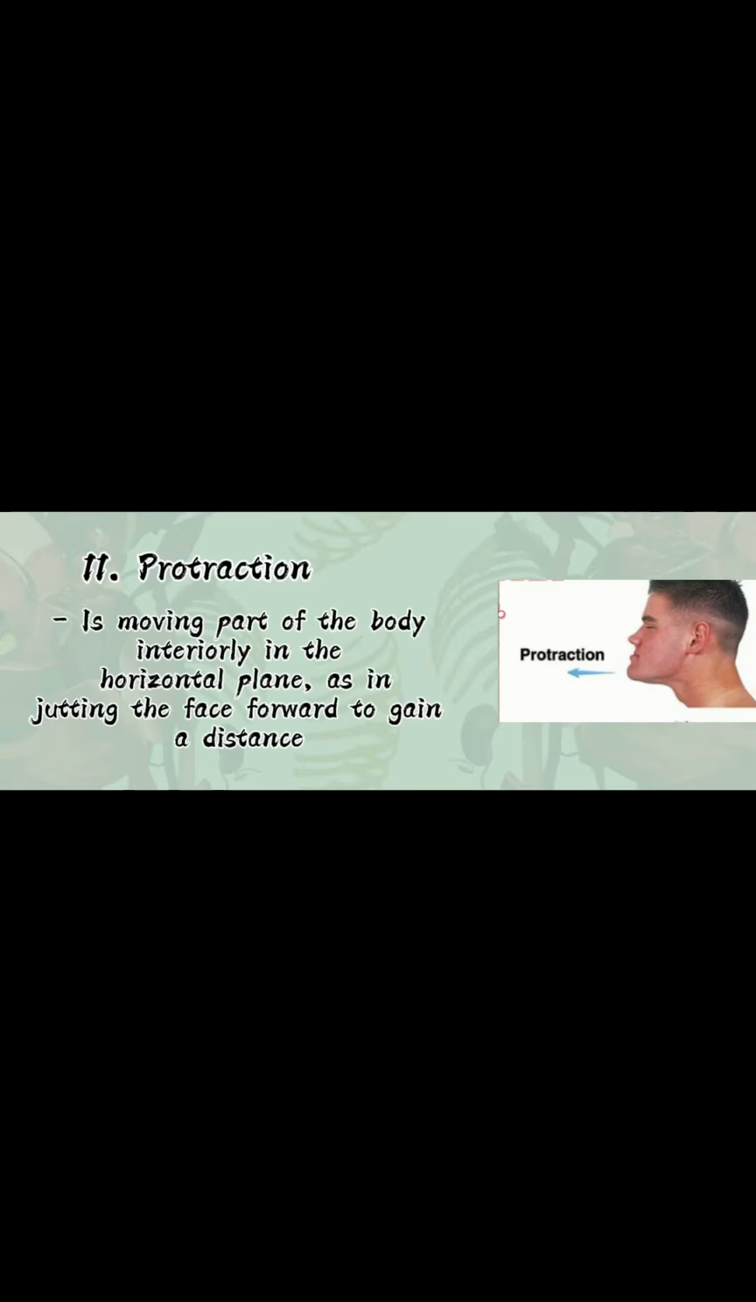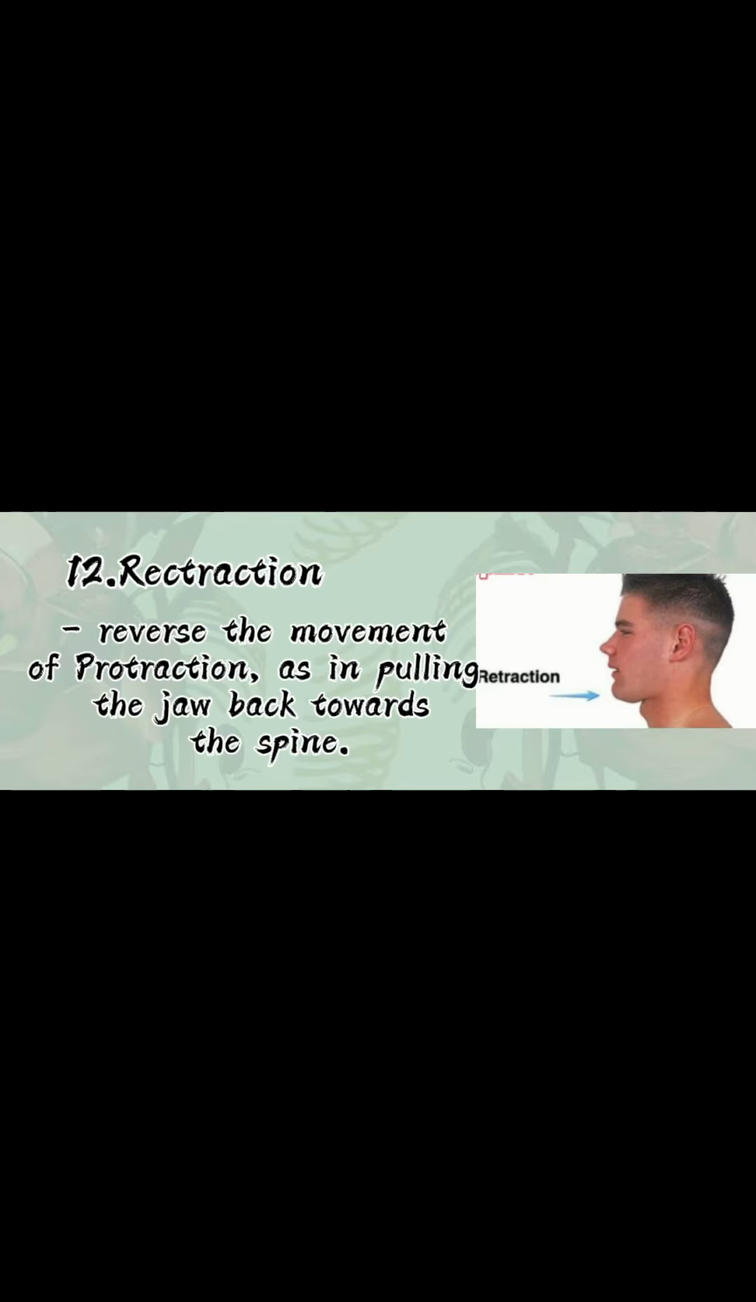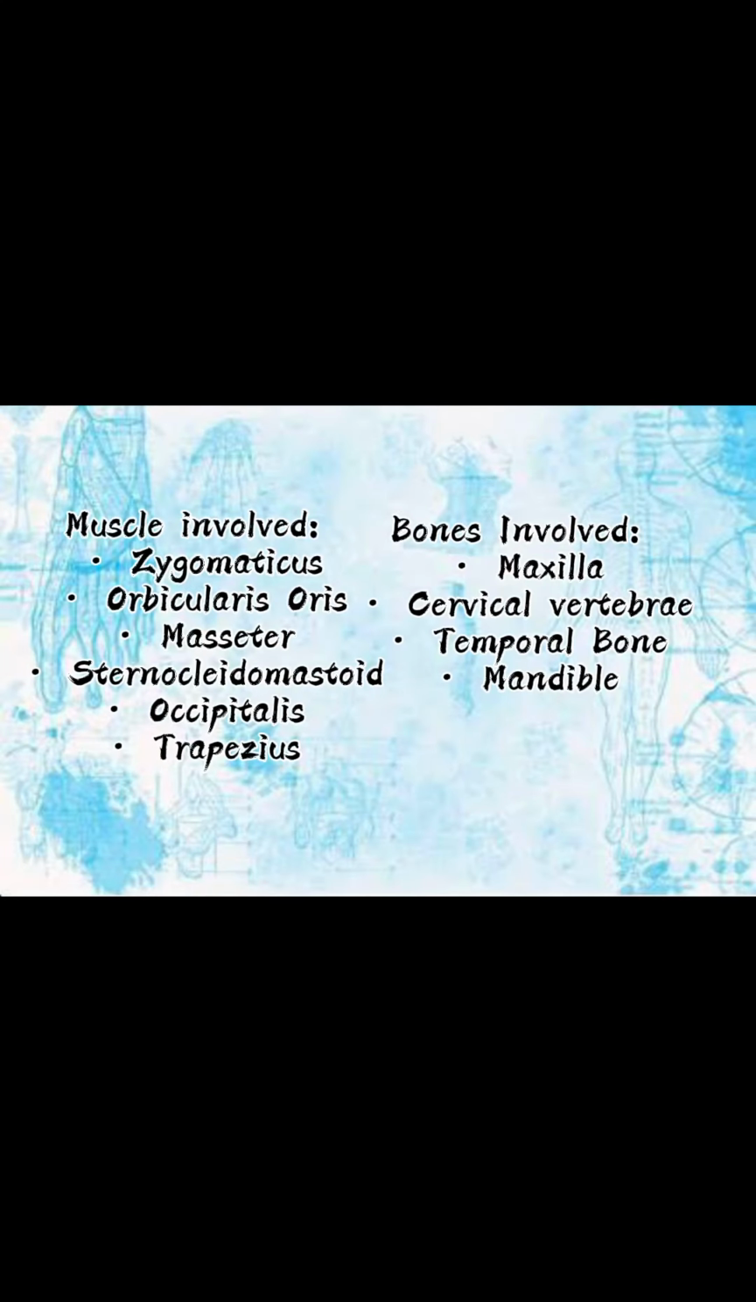11th movement is protraction, moving part of the body anteriorly in the horizontal plane, as in jerking the face forward to gain distance. 12th movement is retraction, which is the reverse of protraction, as in pulling the jaw back towards the spine. Proper execution. These are the muscles and bones involved.